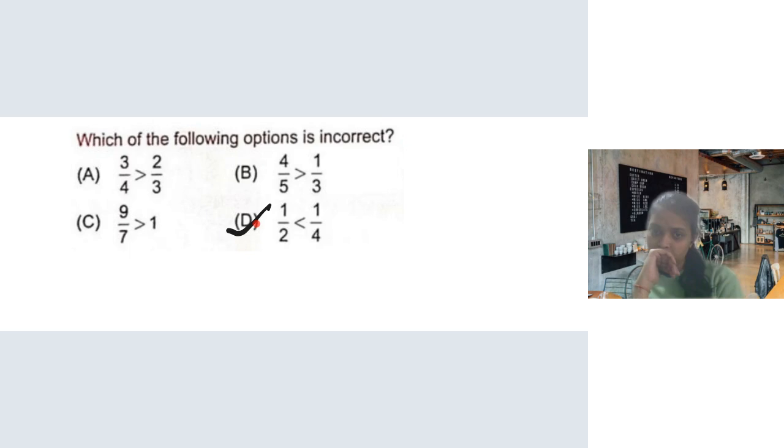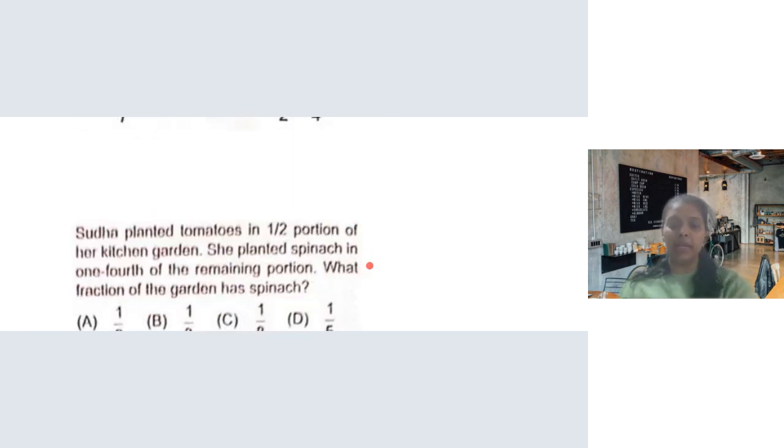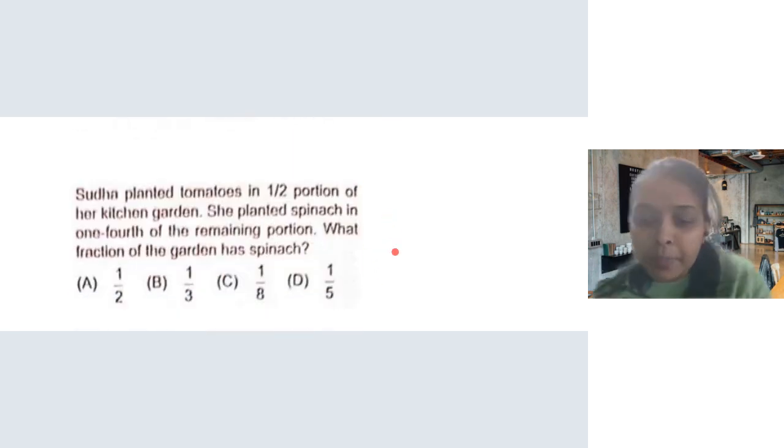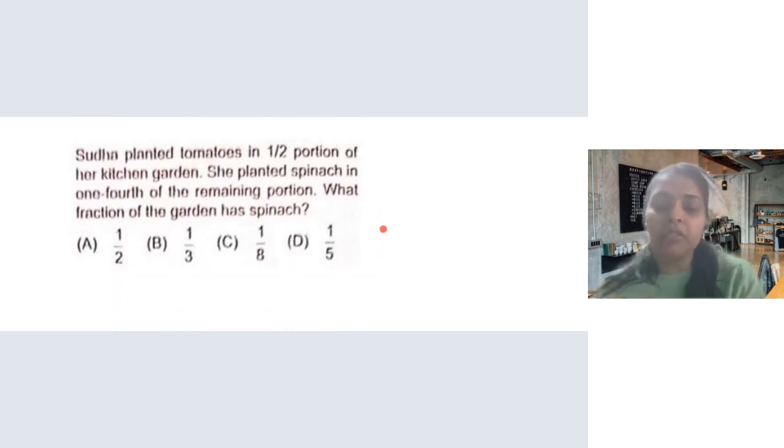Ma'am, I didn't do it with calculation because 1 upon 2 is obviously greater than 1 upon 4. Even if I do the calculations, it will be 2 upon 4 and 1 upon 4, and 2 upon 4 is greater than 1 upon 4. Very good. That was a smart approach to solve this question. Instead of doing all the calculations, we have limited time in hand when we are appearing for the exam.